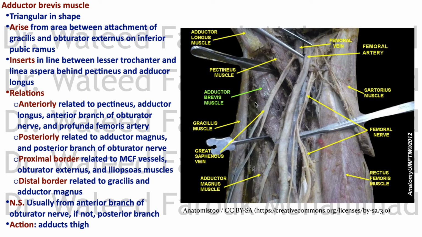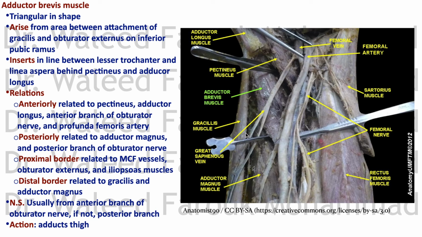Relations: anteriorly it's related to the pectineus, the adductor longus, the anterior branch of the obturator nerve, and the profunda femoris artery. Don't be confused by the individual relations of muscles, but if you grab the whole thing, you will find it makes sense. They all complement each other. So it's related anteriorly to the pectineus, the adductor longus, the anterior branch of the obturator nerve, and the profunda femoris artery.